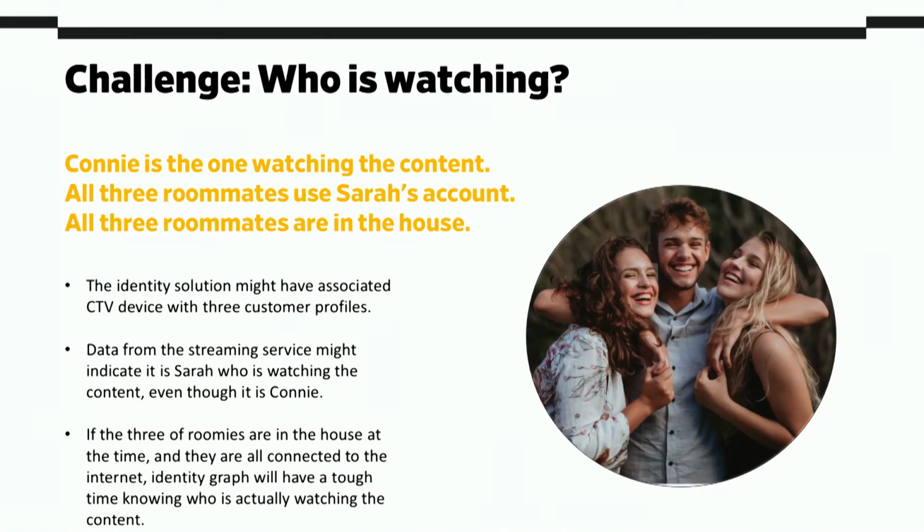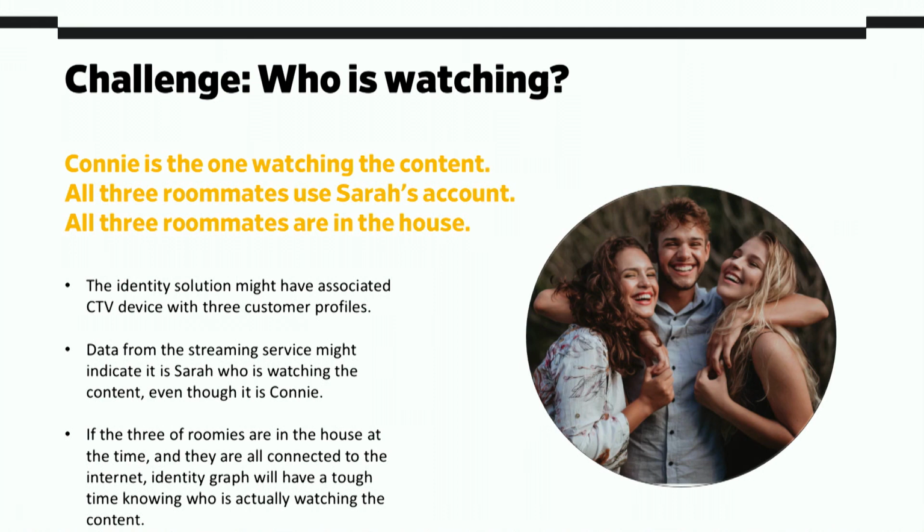Who is watching? In this scenario, Connie is watching, but she's using Sarah's streaming service, and all three roommates are home, and all their other devices are connected to the same Wi-Fi. So you actually have a really hard time identifying that it's Connie who's watching the content. And therefore, you might target her using the data from Sarah's streaming login with an ad for sports, but Connie's not interested in sports, she's interested in travel. So this is one of the major challenges of OTT.